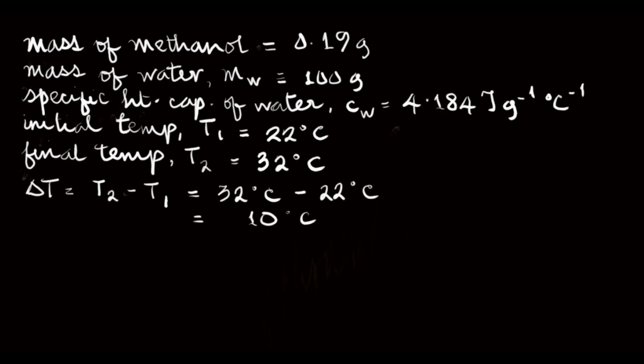In this question, the substance undergoing combustion is methanol. We are given the mass of methanol, the mass of water, the specific heat capacity of water, and the initial and final temperatures, and asked to calculate the enthalpy of combustion.